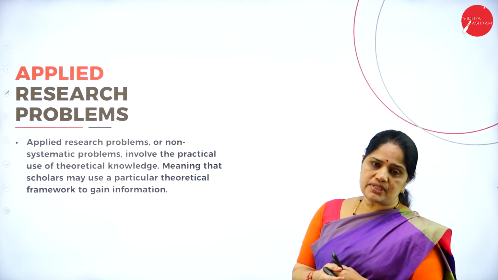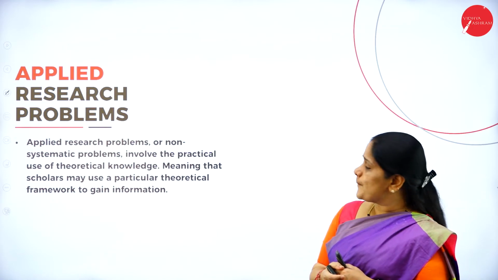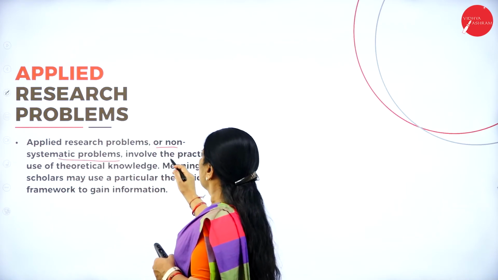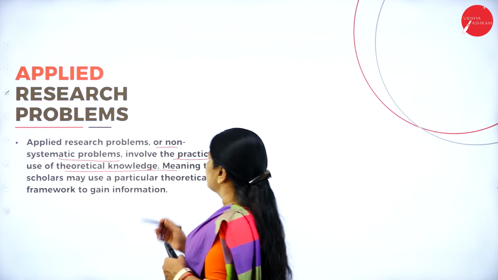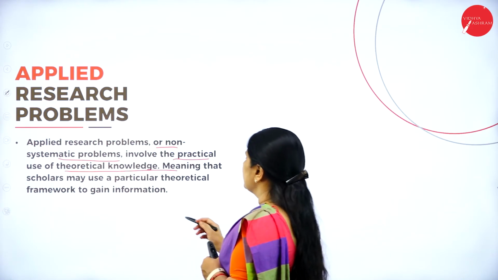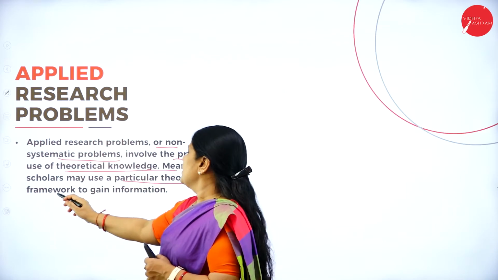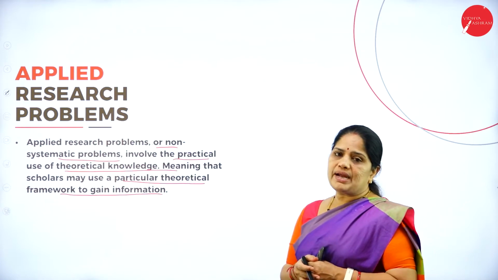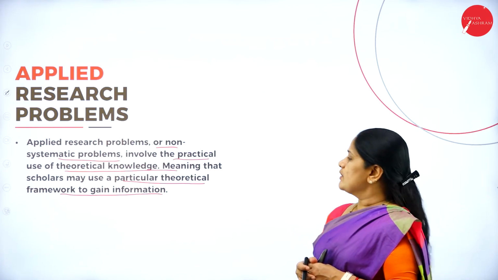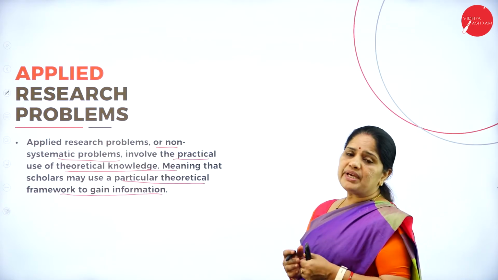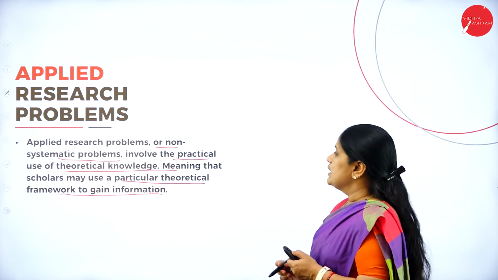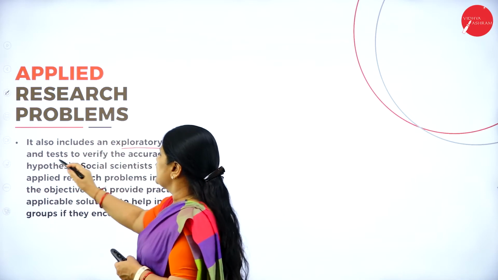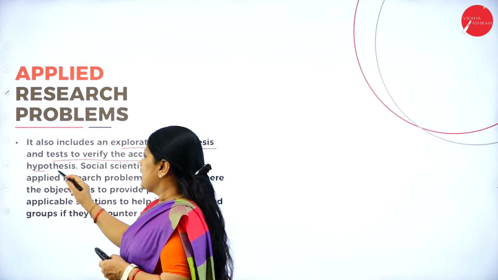Then the next type of research problem is the applied research problem. Applied research problems or non-systematic problems involve the practical use of theoretical knowledge, meaning that scholars may use a particular theoretical framework to gain information. So in applied research problems, the researchers can make use of the theoretical knowledge and the theoretical framework to gain the information. Then it also includes an exploratory hypothesis and test to verify the accuracy of the hypothesis.